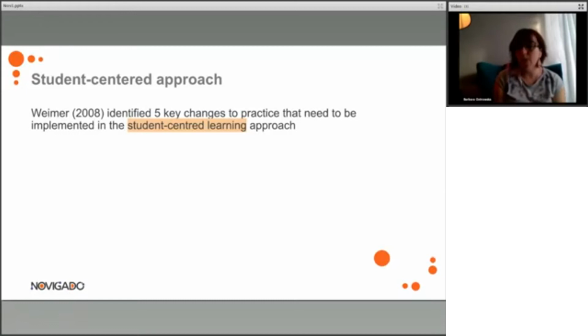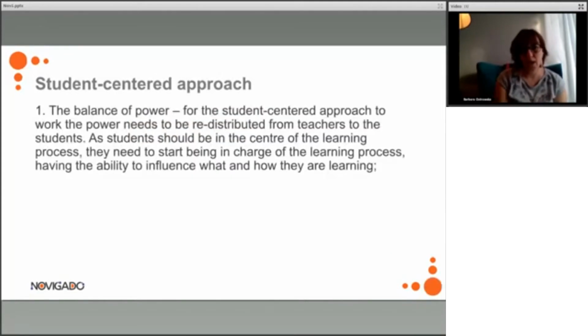So that's why the approach to learning needs to change from the frontal transmission, from a teacher-centered approach to a student-centered approach. And to do that, there needs to be a different balance of power. So basically, the teacher needs to give control over to the students.